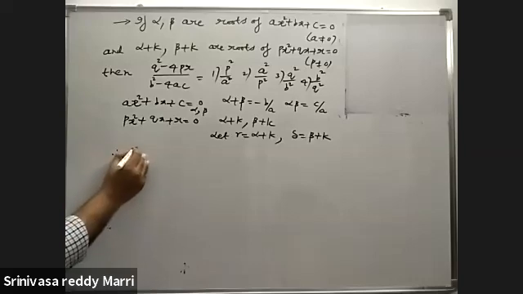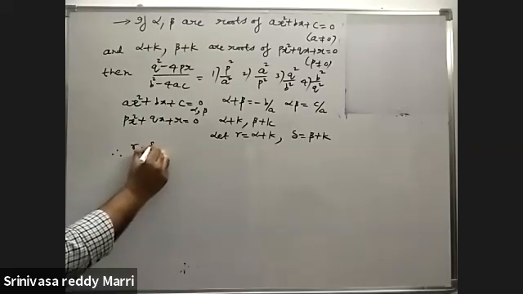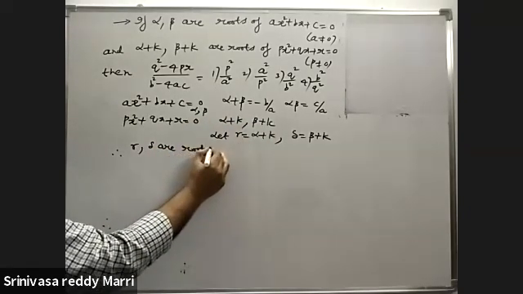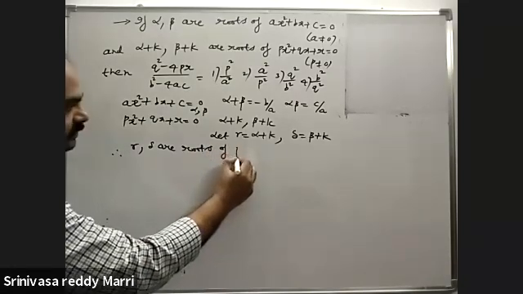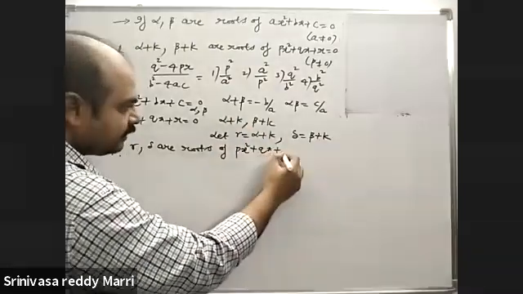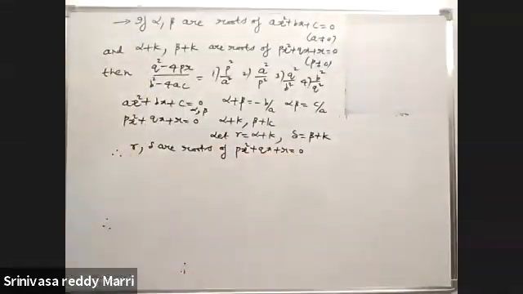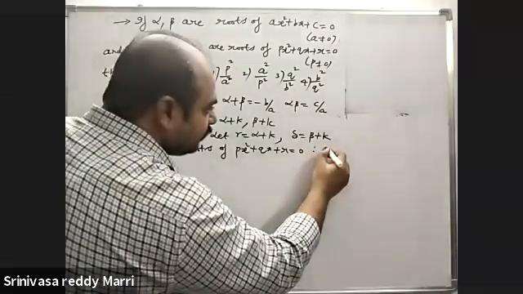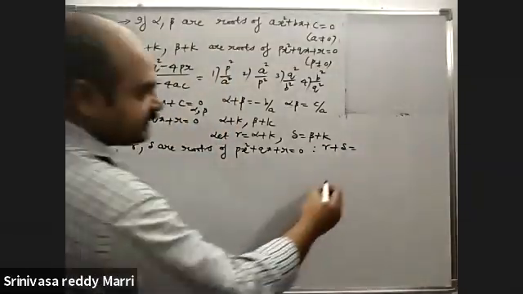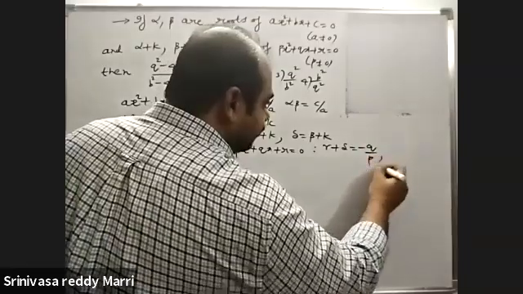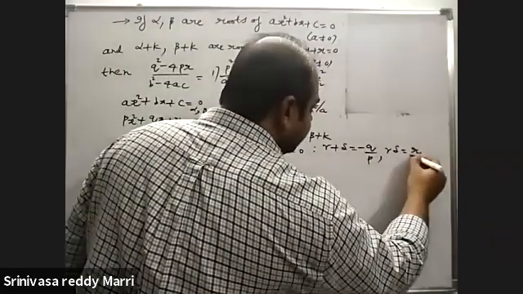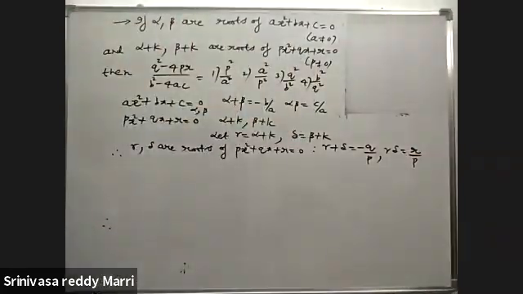Now therefore, gamma comma delta are the roots of px square plus qx plus r. Now I am writing, what is gamma plus delta? This is nothing but minus q divided by p. What is gamma delta? R divided by p.